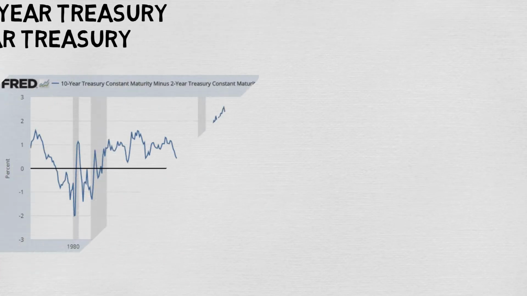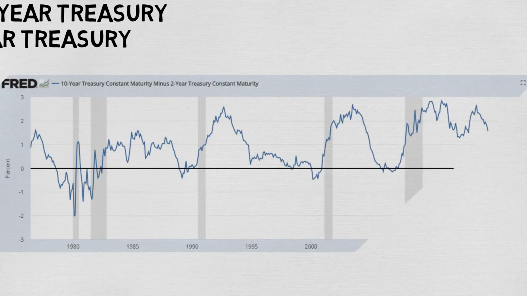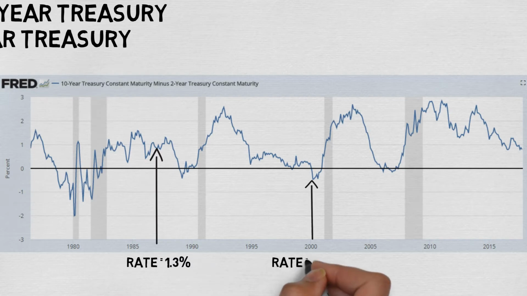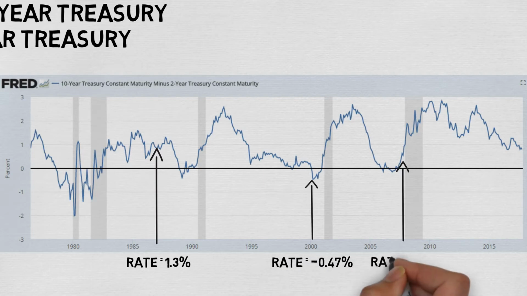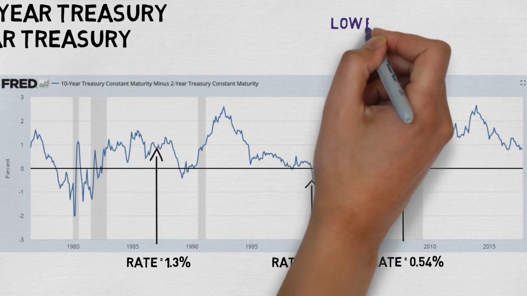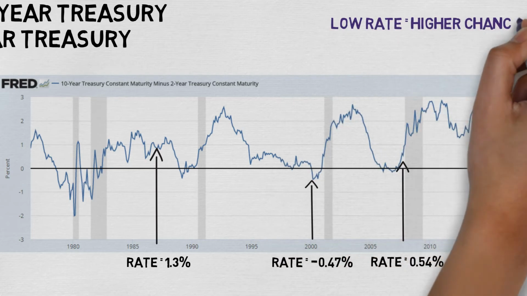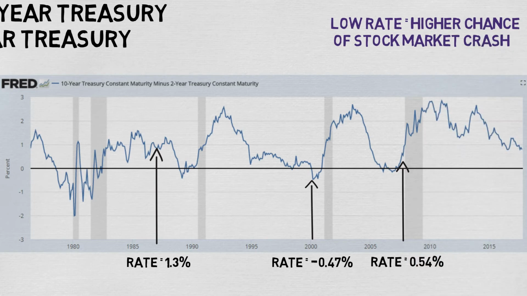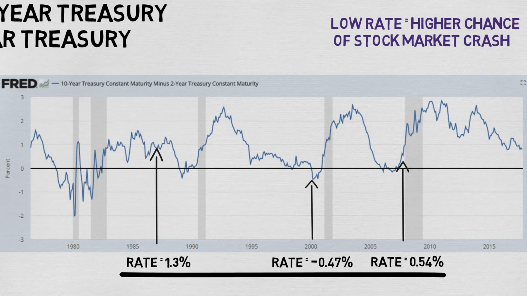Let's look at the relationship between this factor and historical market crashes. So unlike the rest of the crashes, in 1987 the difference was higher than normal at 1.3. In the March 2000 crash it was low at a negative 0.47, and in the dot-com bubble crash it was low at 0.54. So generally speaking, the lower it gets, the higher the chance we have at the stock market crashing. But again, there is not a set number that it needs to get to. As you can see from previous market crashes, the numbers were different.